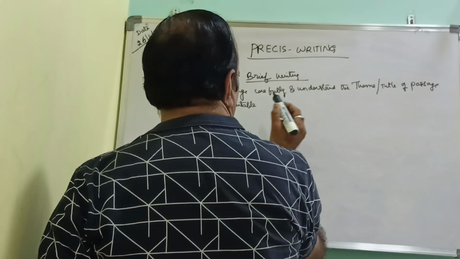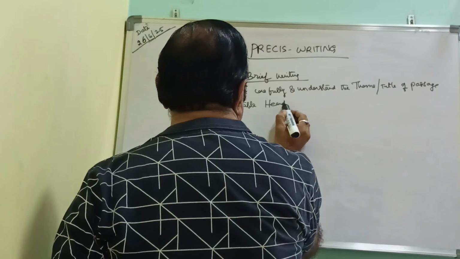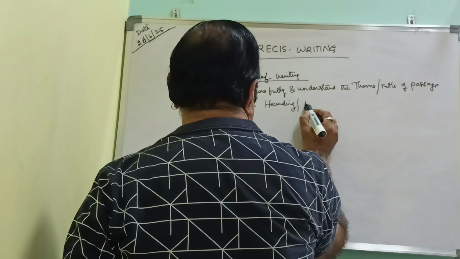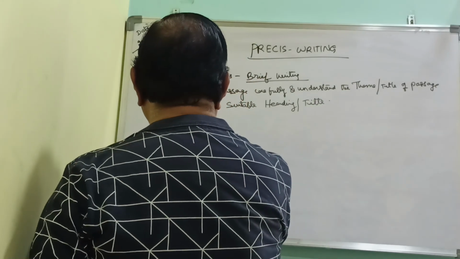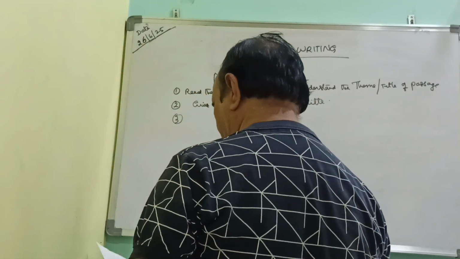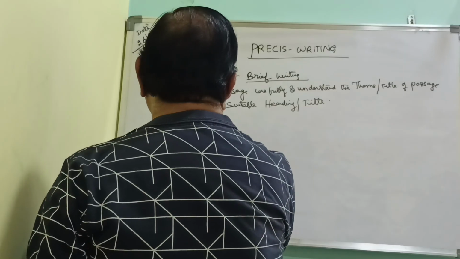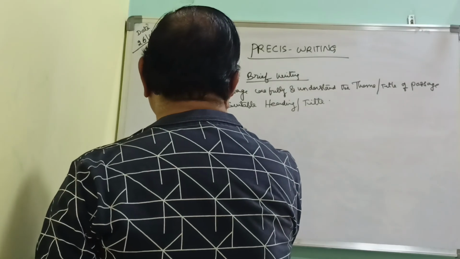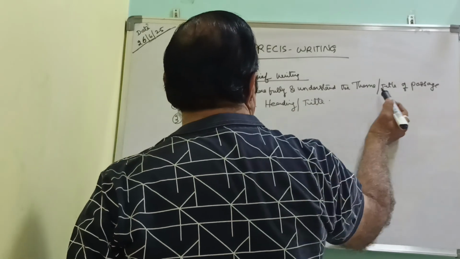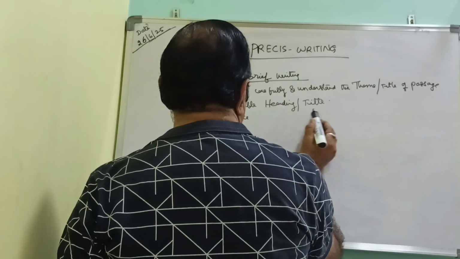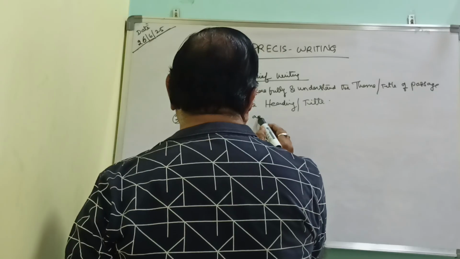By reading the passage, you will get the theme of the passage. Give a suitable heading or title for the passage. Then go through it once again. In the first reading, you can understand the theme of the passage. Write down a suitable title.